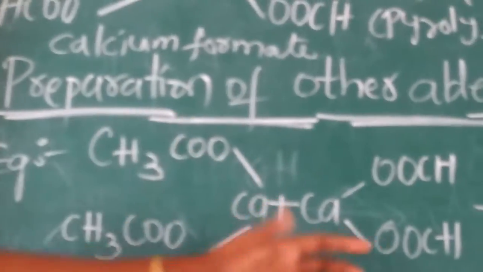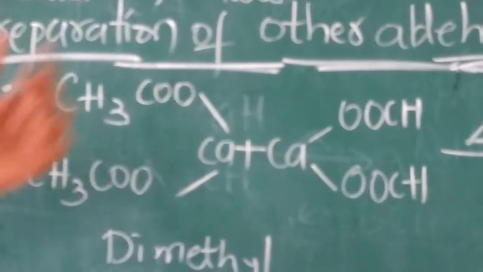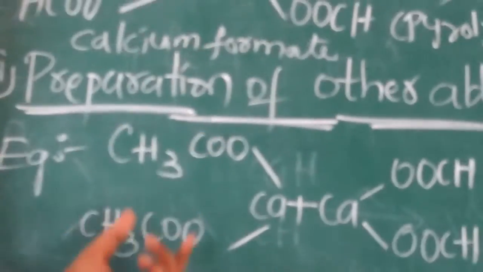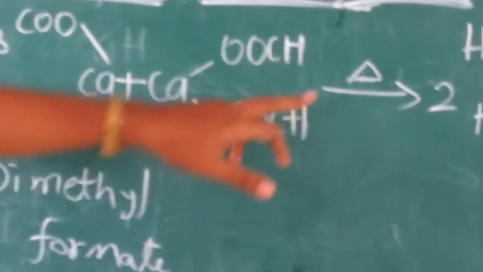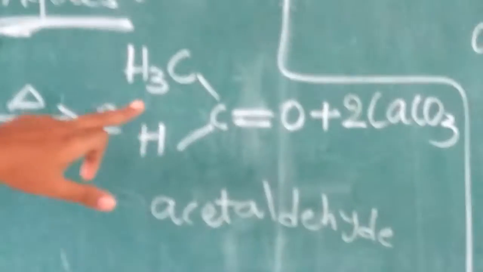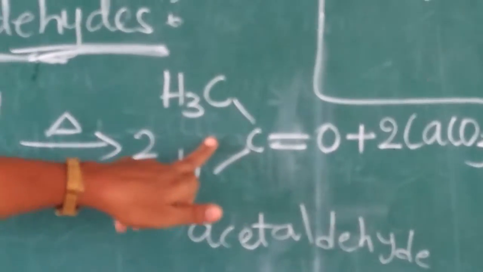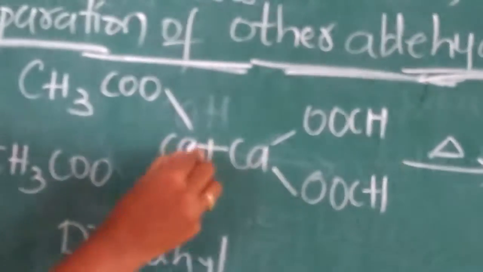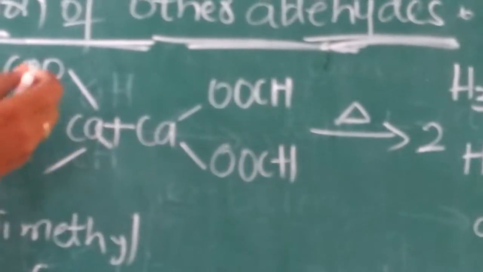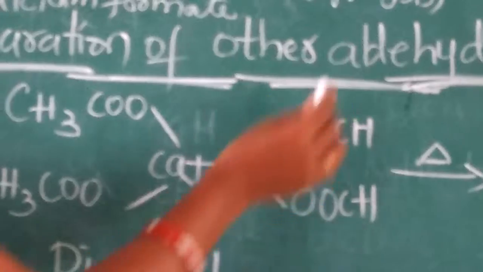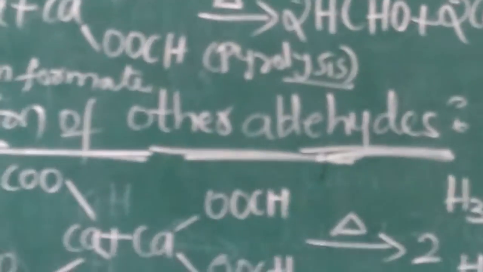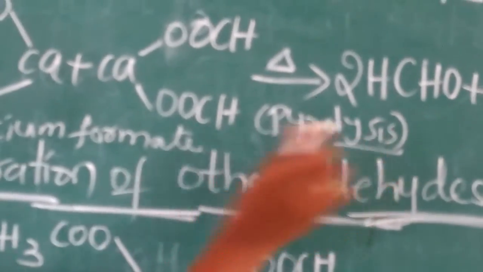That is carbonyl compounds, acetaldehyde. So how to prepare acetaldehyde from carboxylic acid? Now we have to take calcium acetate reacting with calcium formate, which undergoes pyrolysis, and we get acetaldehyde and calcium carbonate. So what happens here on pyrolysis? Lysis means breaking of bonds, so breaking of bonds in the presence of heat is known as pyrolysis.